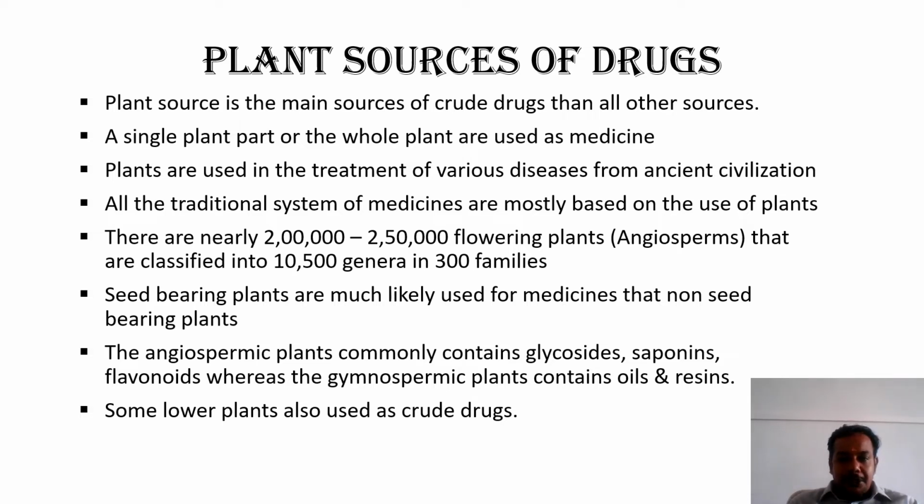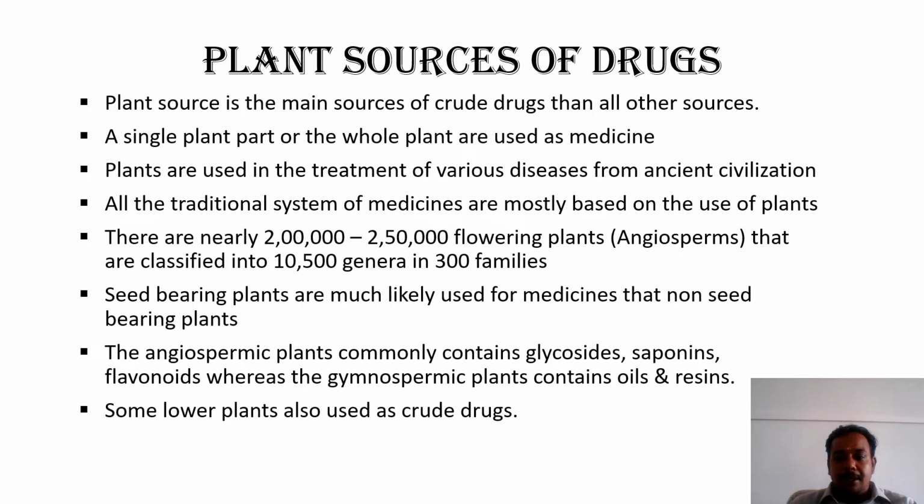There are nearly 2 lakh to 2 lakh 50,000 flowering plants that are classified into 10,500 genera in 300 families. So in the whole world, approximately 2 lakh 50,000 flowering plants are present. Flowering plants are called angiosperms. We have grouped these 2 lakh 50,000 flowering plants within 10,500 genera, and these 10,500 genera come under just 300 families, right?